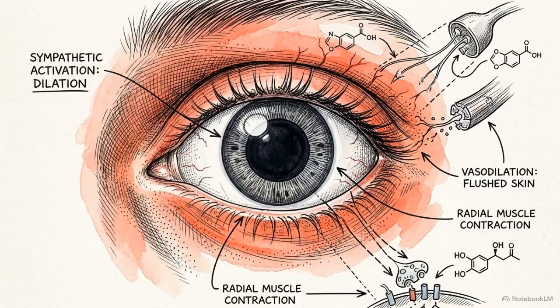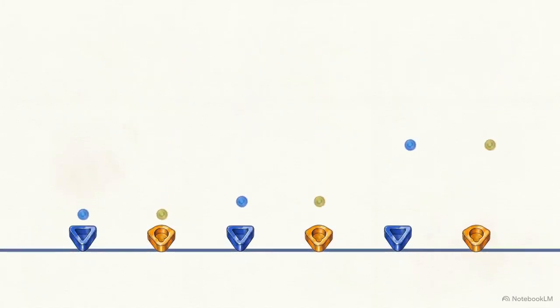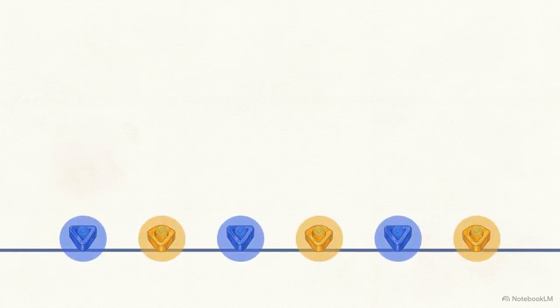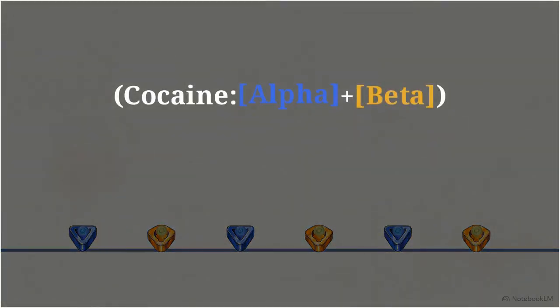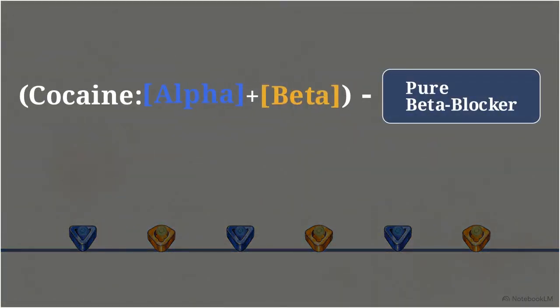To understand how high the stakes are when these principles are ignored, consider the cocaine toxidrome. Cocaine causes profound mixed alpha and beta stimulation. If a clinician sees the resulting tachycardia and chooses to administer a pure beta blocker, they are making a fatal error. This visual equation shows the outcome.